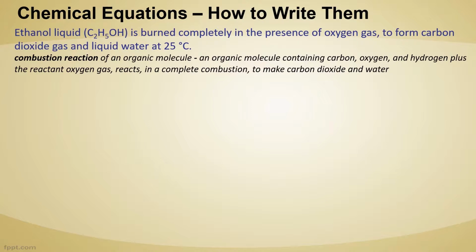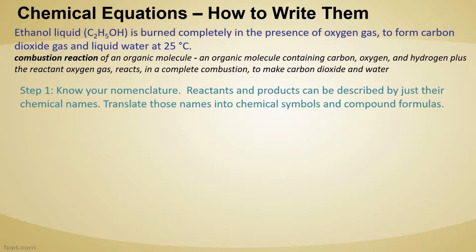So let's take chemical language describing the reaction and transform the words into an actual chemical equation. Step 1. The first thing we need to be proficient at is nomenclature. Many times a reaction will be described by chemical names, and we have to translate those names into chemical symbols and compound formulas. In this example, we have 4 chemicals. One has been identified for us, ethanol, which is C2H5OH.